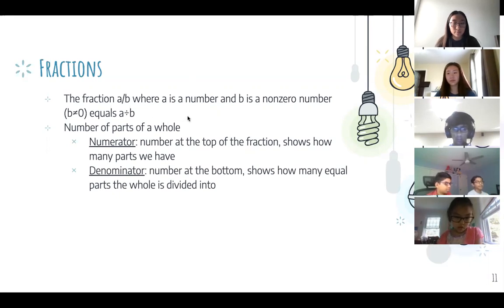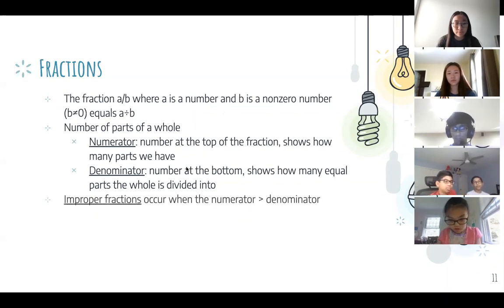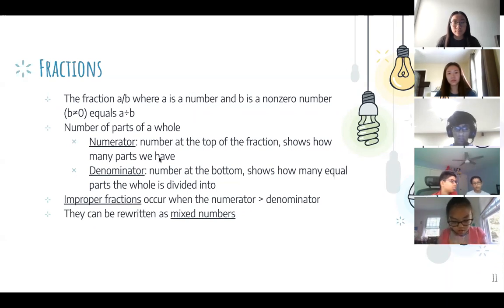So what do you guys think an improper fraction is? Yeah, an improper fraction is when the numerator is bigger than the denominator, like 11 halves, right? Usually you can write improper fractions as mixed numbers. So for example, 15/4 can be written as 3 3/4.